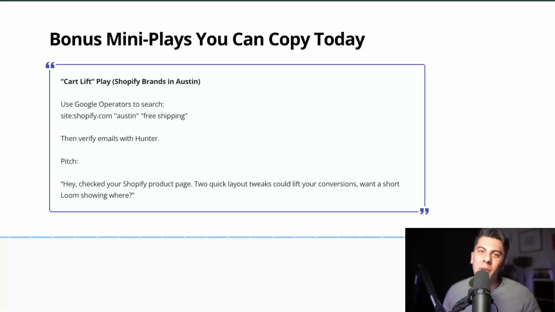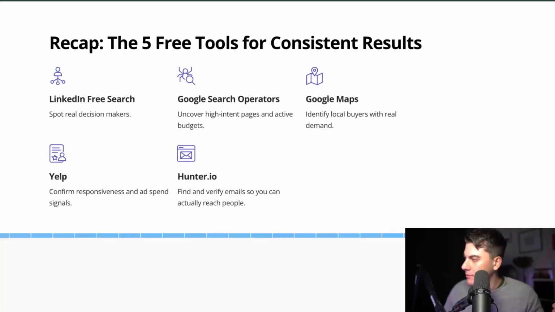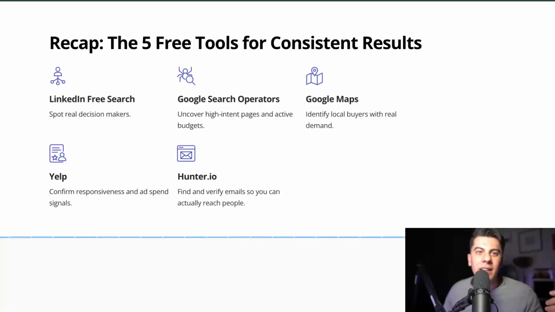Now let's do a quick recap of the five tools. You can also apply these concepts to other businesses. I just use these quick mini plays you can copy today if they fit your niche. Let's do a quick recap of the five free tools that make the system work. LinkedIn free search to spot real decision makers. Google search operators to uncover high-intent pages and active budgets. Google Maps to identify local buyers with real demand and also to learn about problems that you can solve. Yelp to confirm responsiveness and ad spend signals, and Hunter.io to find and verify emails so you can actually reach people.